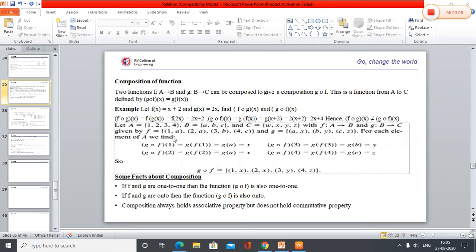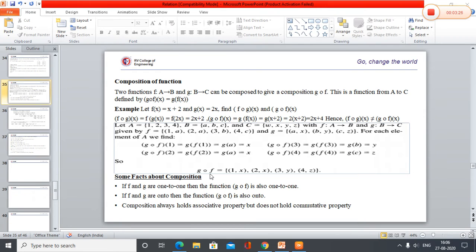So what is f of 1? We will see here in the function f. f of 1 means the image of 1. Okay, so the image of 1 is a. So I'll write 1, a here. Now what is g(a)? I need to see the function g. So what is the image of a? It is x. So I will write x here. So basically (g o f)(1) is equal to x.